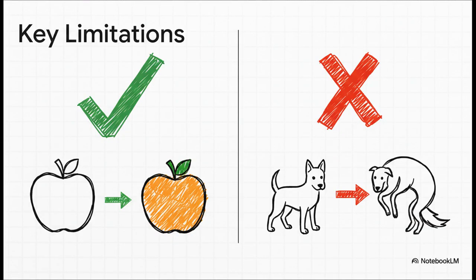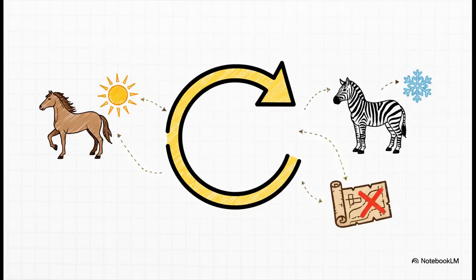And this really points to its main limitation. This technique works best on changes to color and texture. It really struggles with tasks that require changing the fundamental shape, the geometry of an object. Think trying to turn a dog into a cat. For this to work, the two worlds you're translating between need to have some kind of shared underlying structure. So what's the big takeaway from all this?